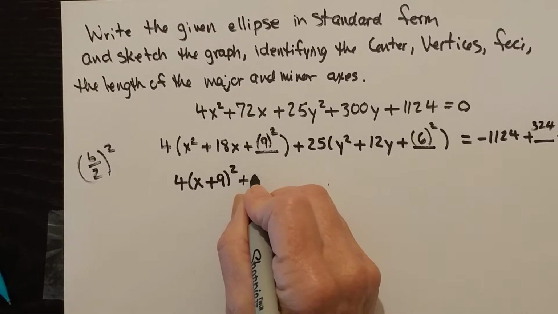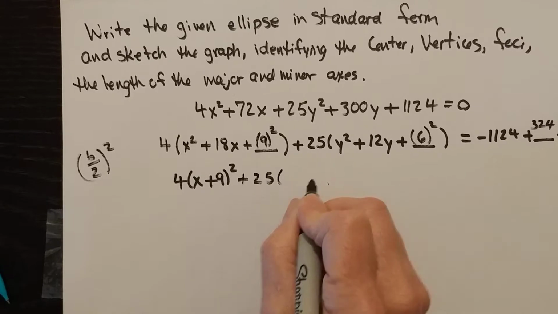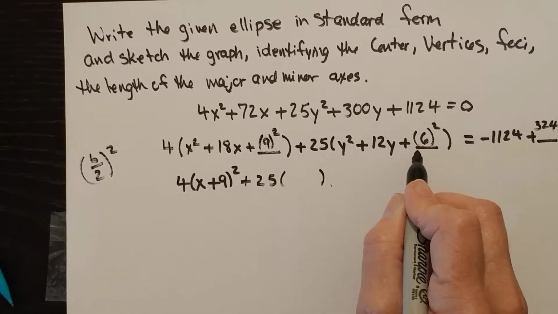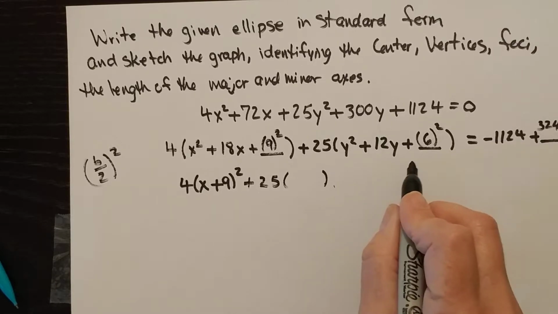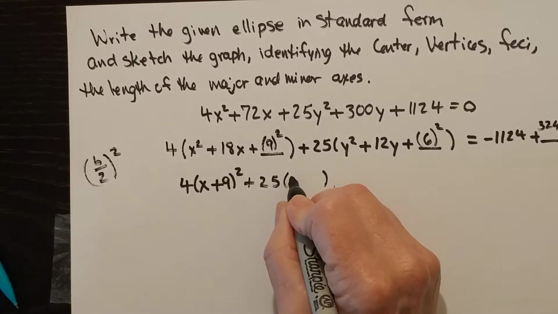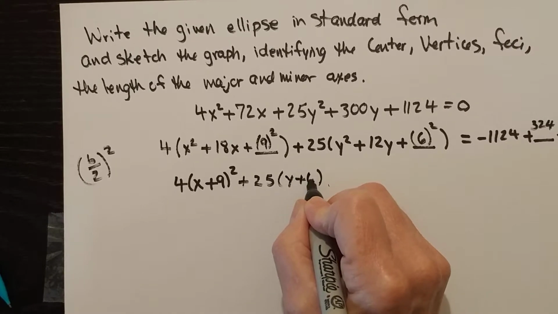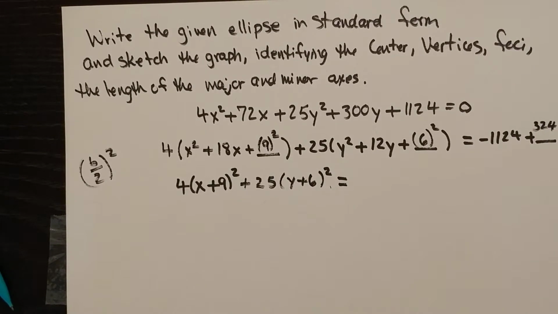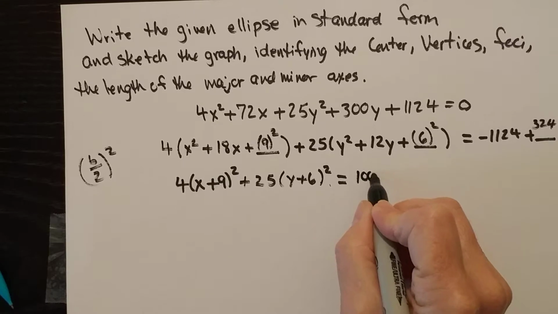For the y's, we have 25, and we have y squared plus 12y plus 6 squared. This will factor into y plus 6 times y plus 6, or y plus 6 quantity squared. That is because we created a perfect square trinomial through this process. On the right-hand side, we just add these numbers together. Negative 1,124 plus 324 plus 900 equals 100.